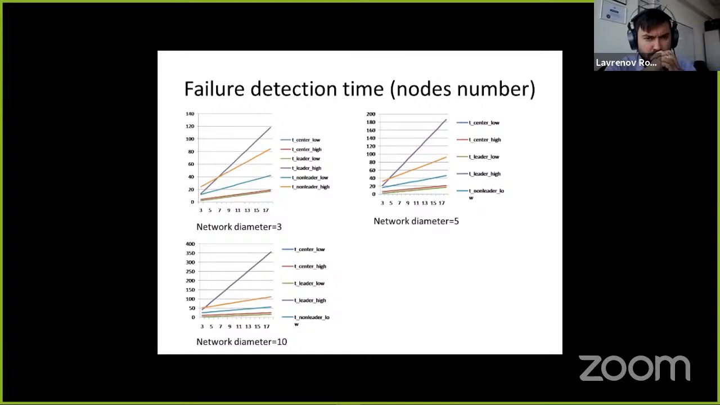In these graphs, a dependency between the failure detection time and the nodes number is shown. It is seen that the centralized method, of course, gives the best result. And by the way, the best result is reachable when the follower fails, while the failure of the leader gives us the worst result.